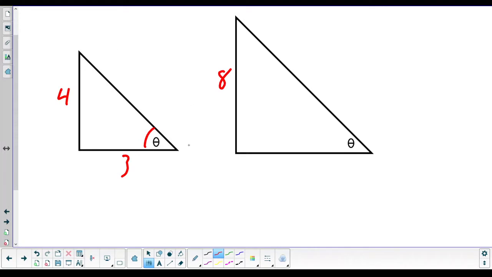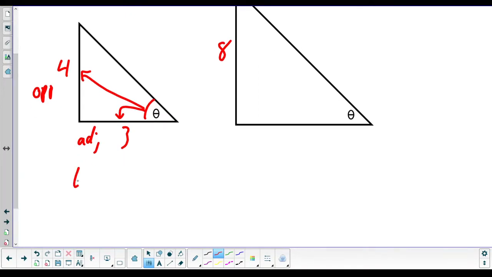Let's set up the trig ratio that we can here. So we know the opposite side, and we know the adjacent side. So say it with me. What's the trig ratio that we're going to use for this? Tangent. Good job, kids. This is tangent of theta equals 4 over 3.